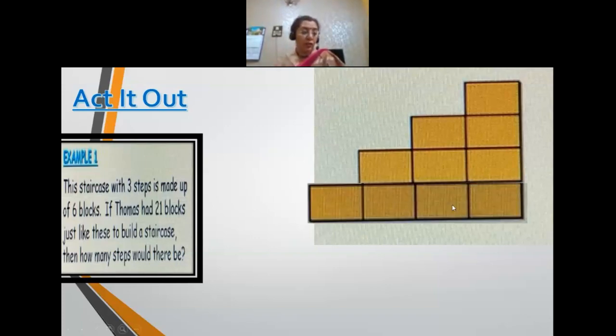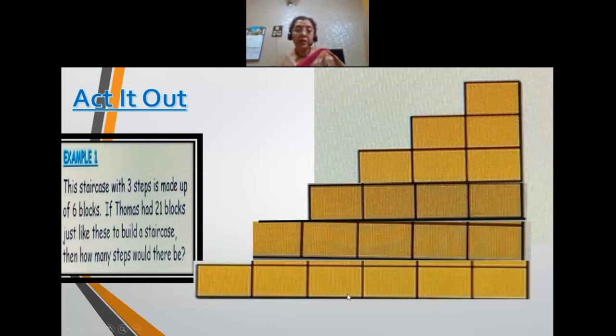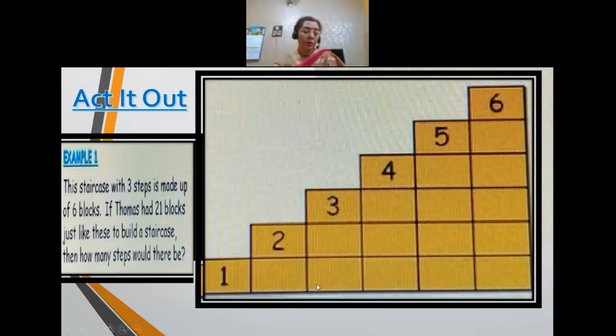Let the students act on it. 4 staircases. Is it added? Is it 21? No. 5. Is it 21? No. Then 6. Is it 21? Yes. That means 21 blocks will make 6 steps. They will act on this and they will find out the answer.